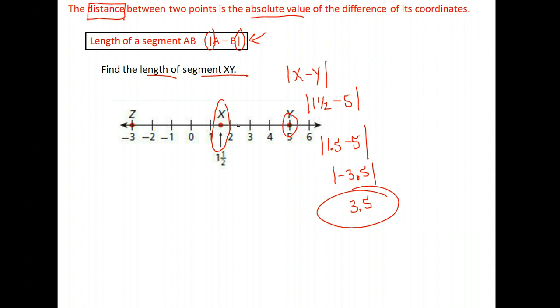Now on a number line like this where they're close together and you can count, you can go ahead and count spaces from X to Y. There's 1 space, 2 spaces, 3 spaces, and a half. So a distance of 3.5.